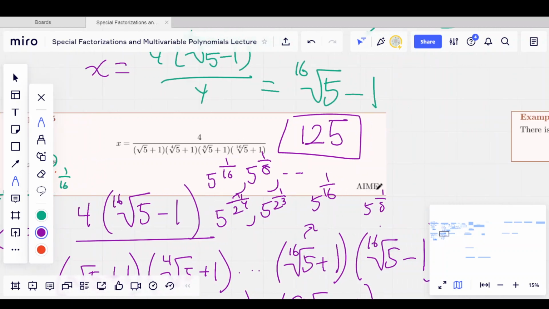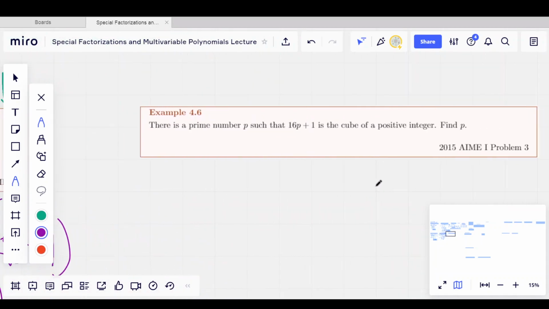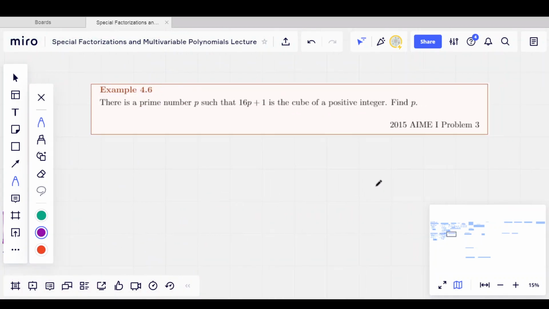Okay, so let's move on. Last example. Also try this. It's kind of like a number theory problem, but it's not. It's very easy if you use the difference of cubes. So there's a prime number p such that 16p plus 1 is the cube of a positive integer. Find p. So give that a try.